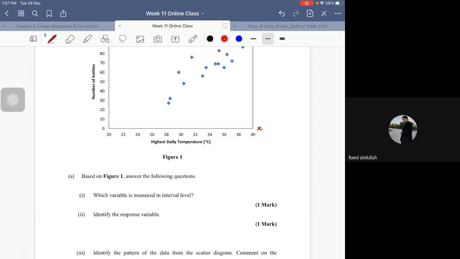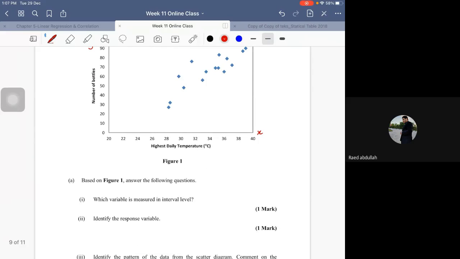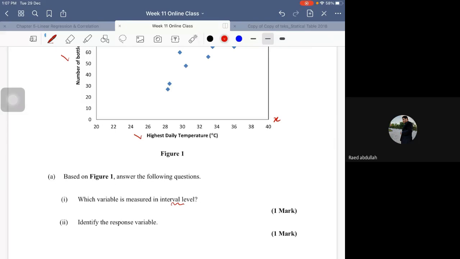The first question says, based on figure 1, answer the following question. Which variable is measured in interval level? We have two variables, number of bottles and highest daily temperature. Which variable is called as being interval level? Temperature. That's right. So the interval level will be the temperature variable. Remember we discussed this in chapter 1. We have level of measurements: nominal, ordinal, interval, ratio. So temperature is categorized under the interval level according to the level of measurements.